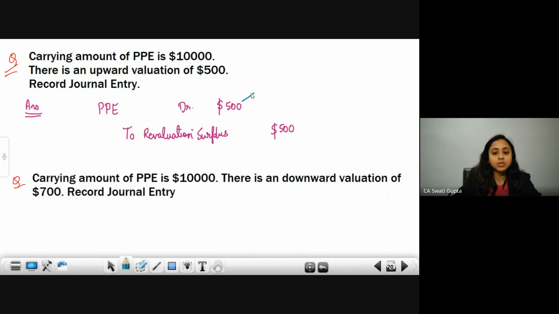Good. This will be shown in your balance sheet. This will increase your balance sheet asset, PPE asset, by 500. And your revaluation surplus will be taken to your OCI, other comprehensive income. Harishankar, please confirm. Is there any doubt? Good, good. I want you to tell me the next entry.